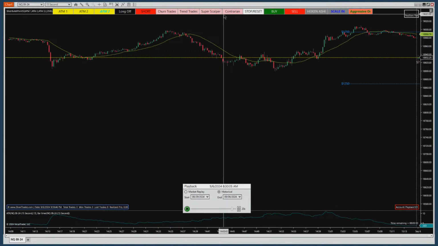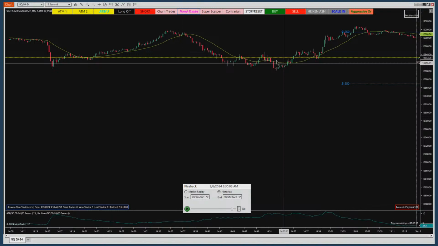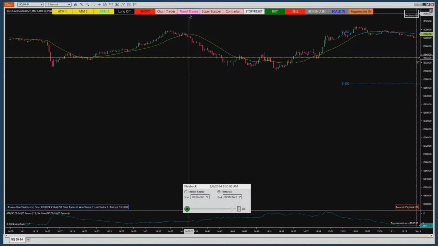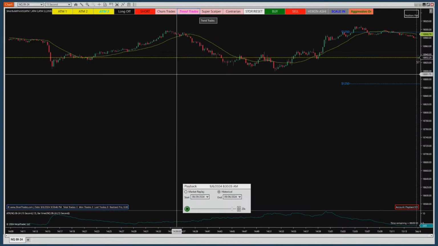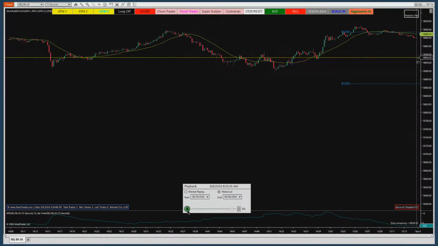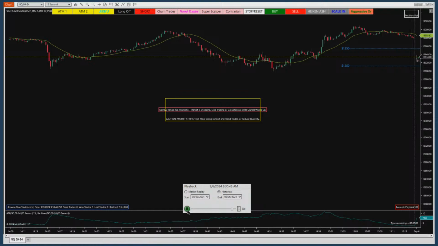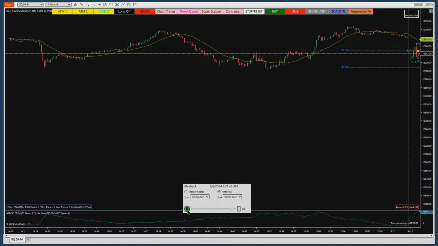And then scaling and aggressive, I keep them on by default. You don't have to all the time, but for this demo, I'm going to keep them on. I'm going to now show you, what shall I show you? Trend trades. Let me show you. I showed you contrarian, I'll show you trend. Trend meaning, it will trade with the trend. It will not trade against it, it will not wait for a pullback. It will trade with the trend, so let's see how it works.